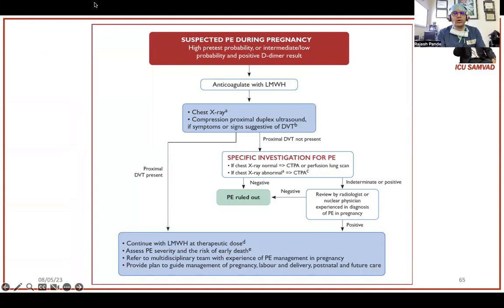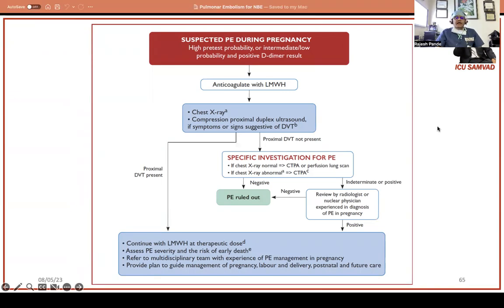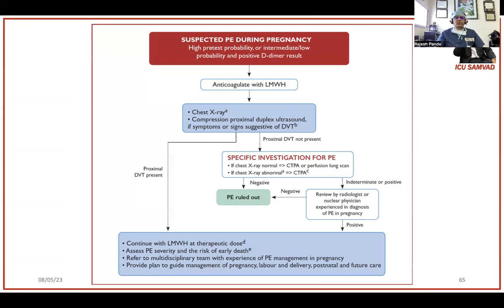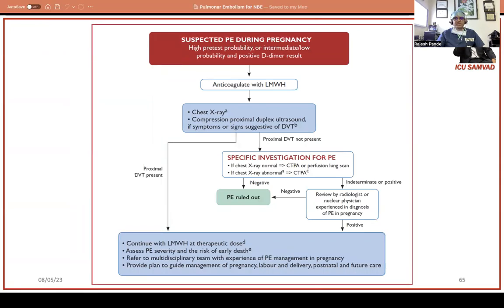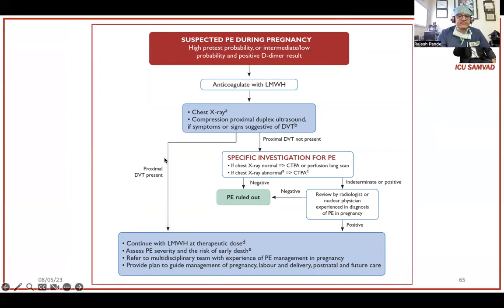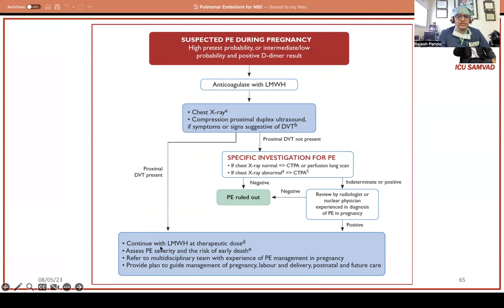Talking about suspected pulmonary embolism during pregnancy. With high pretest probability, or intermediate or low probability with positive D-dimer levels, we need to anticoagulate with low molecular weight heparin. We may or may not go for chest X-ray, and compression proximal Doppler ultrasound if symptoms and signs are suggestive of deep venous thrombosis. If proximal DVT is present, then we need to continue with low molecular weight heparin in therapeutic doses. Look at the PE severity, risk of death, etc.